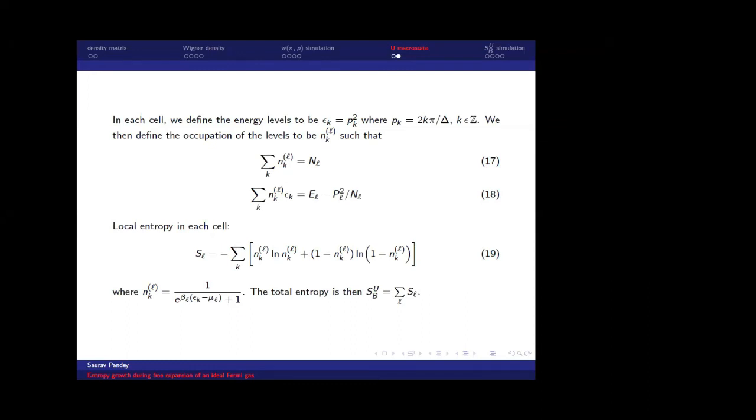Can I make a comment? Yeah, so locally we are using an ensemble transformation just as a calculation tool. We are not associating it with any real densities. It's just a number that helps us compute the entropy locally.